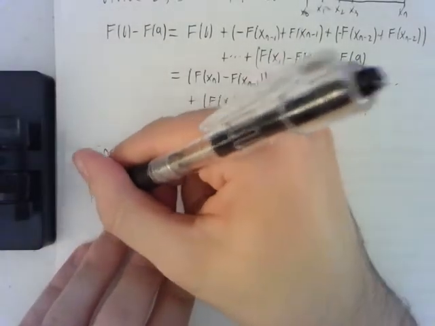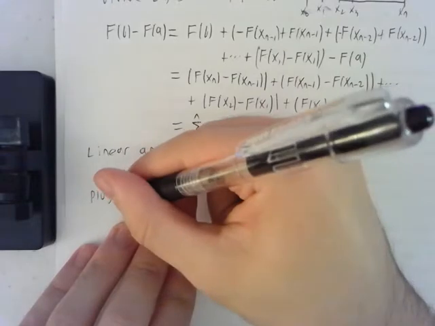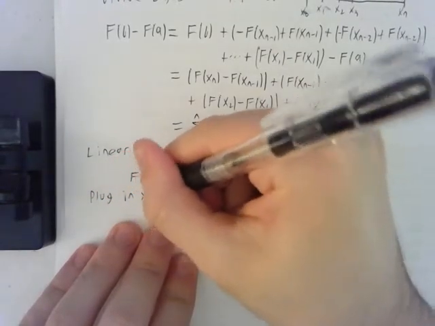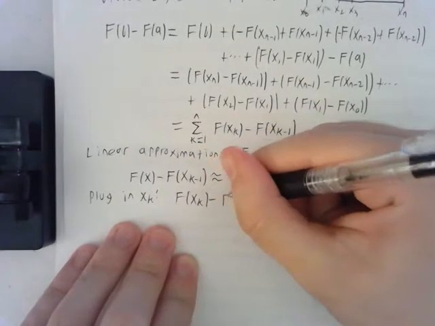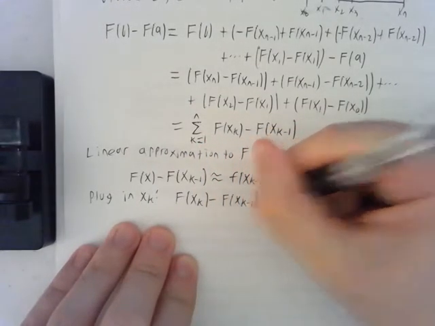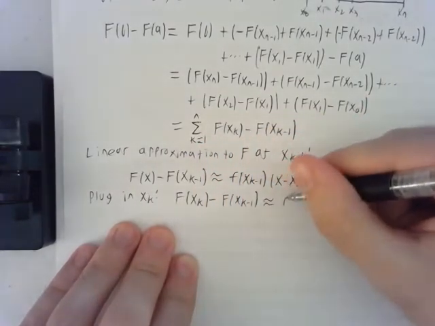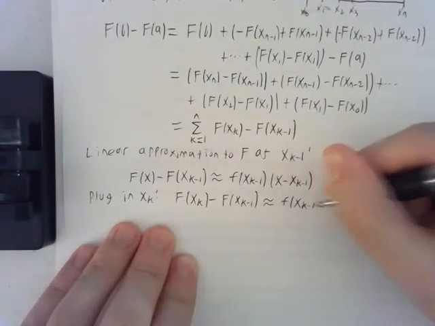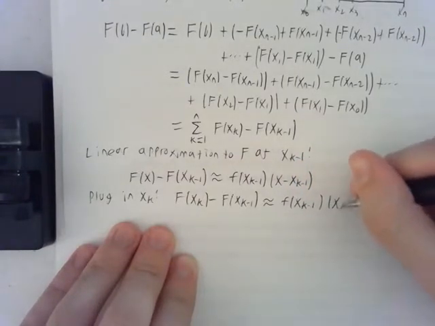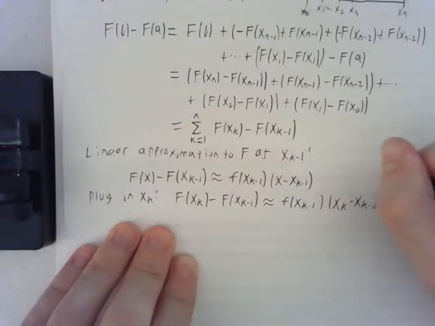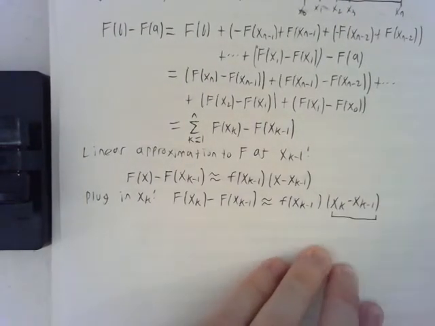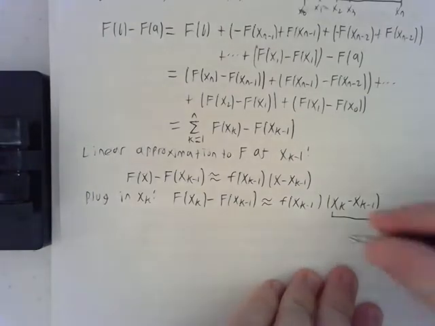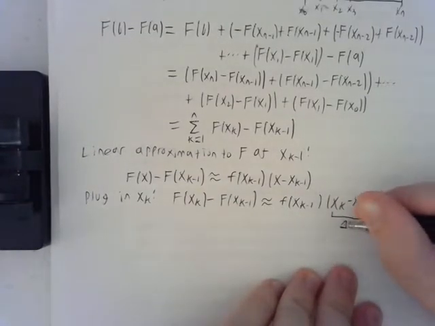Now, if we evaluate this linear function at xk, we see that F of xk minus F of x sub k minus 1 is approximately equal to f of x sub k minus 1 times xk minus x sub k minus 1. And we notice that this is the difference between two successive x values. That's what we've been calling delta x.